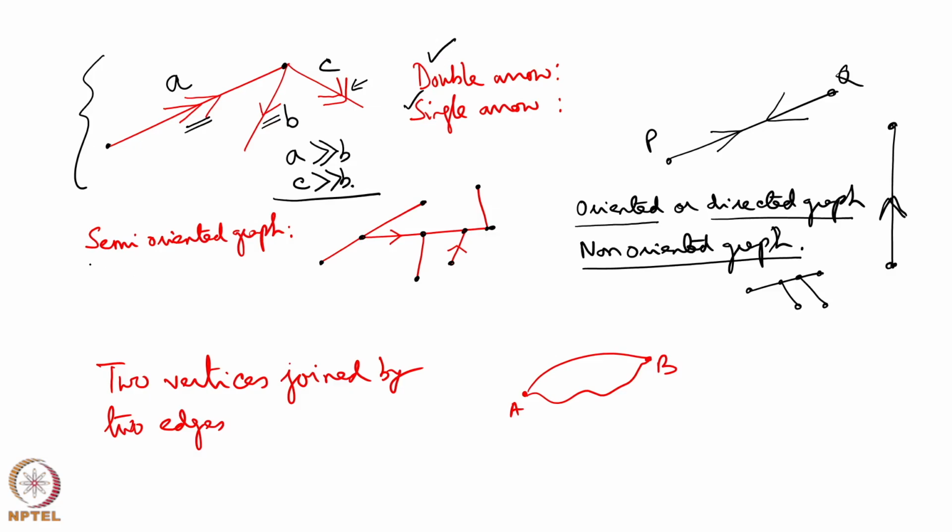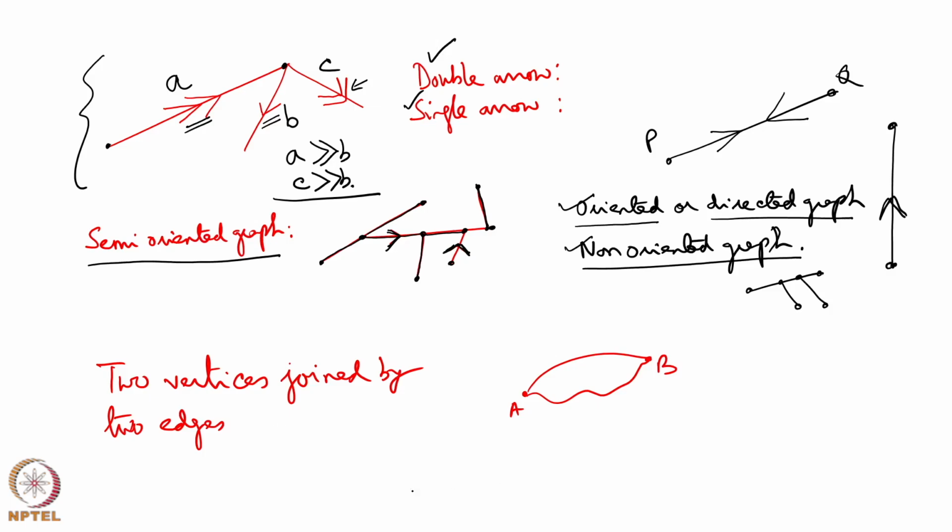Now we will have another variety of graph, which we will see in biostratigraphic work, the semi-oriented graph. Some of the vertices are joined by edges with arrows and some of the vertices are joined by edges without any arrows. Where you are seeing no arrows, that means both way connection is possible, and where you are seeing arrows, that means one way connection is possible. So it is a mixture of oriented graph and non-oriented graph.